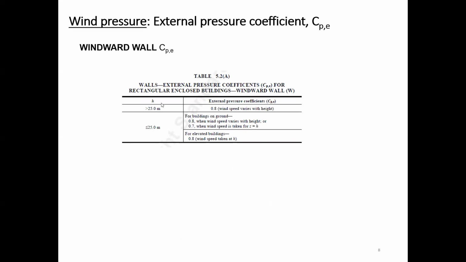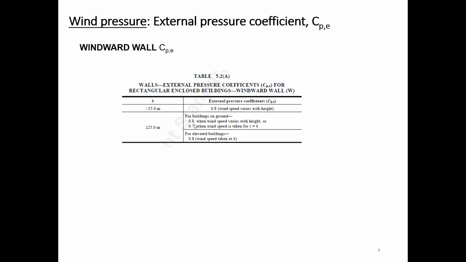For the windward wall, if the height is greater than 25 meters, use 0.8. For buildings on the ground, when the wind speed varies with height, it's 0.8. When the wind speed is taken for Z equals H, it's 0.7. For elevated buildings, we use 0.8. Elevated means it's up on stilts or something. So if it's greater than 25 meters, we just use 0.8 to convert our winds to pressure for our CPE, and that also happens to be our aerodynamic shape factor value as well.